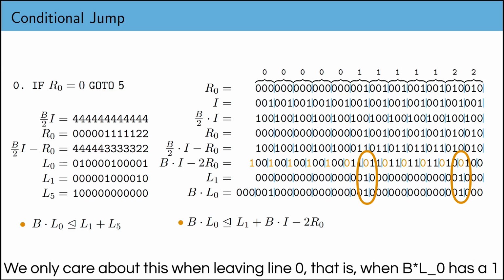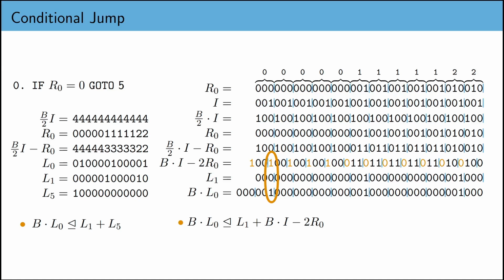We want the orange bits to be 0's. And this enforces that, because if there was a 1 in the orange bits, we'd get a carrying, and the resulting bit of the sum would be 0. On the other hand, in places where L1 does not have a 1, but B times L0 does have a 1, we need a 1 from the orange bits to pick up the slack. So that's a very clever way of describing this constraint here.